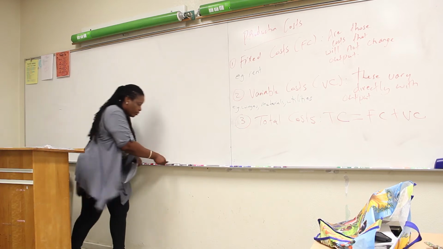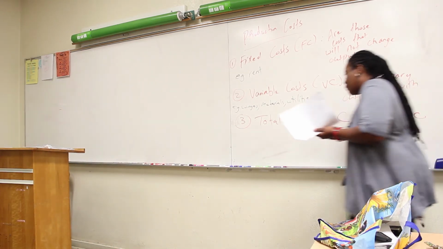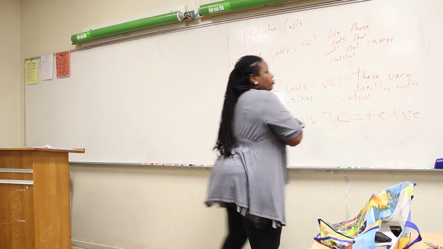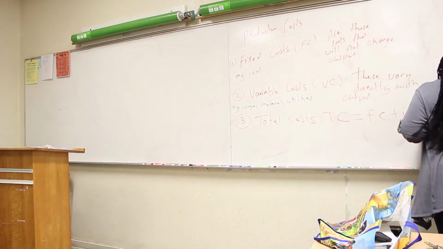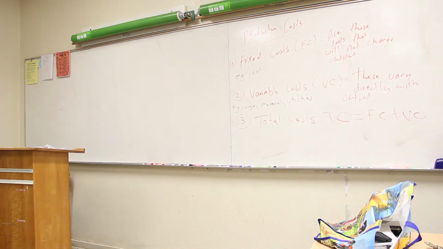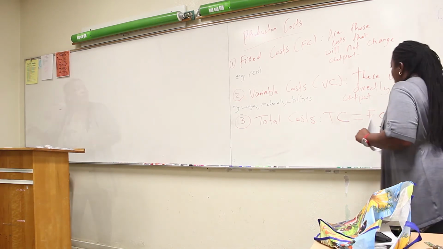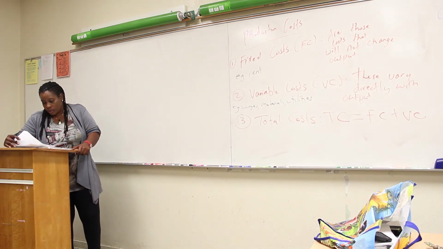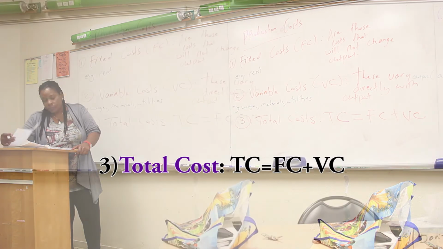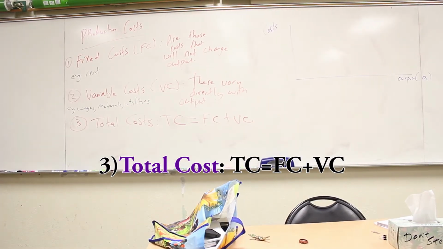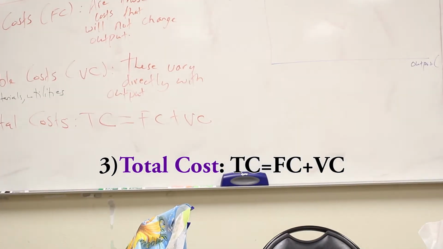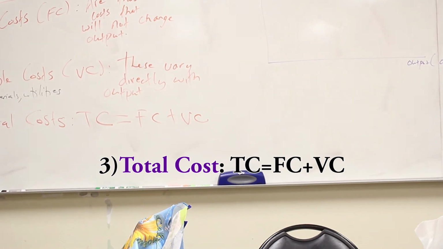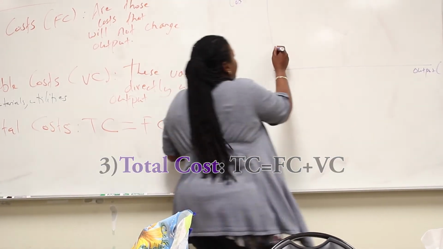Let's look at some more. Let me graph these first. Let's do that. So here's your output, or your quantity, and we're going to put cost here. Let's graph these three first, and then we'll look at some more. Fixed costs, they don't change with output. What do you think the graph looks like? Very good. Horizontal line.